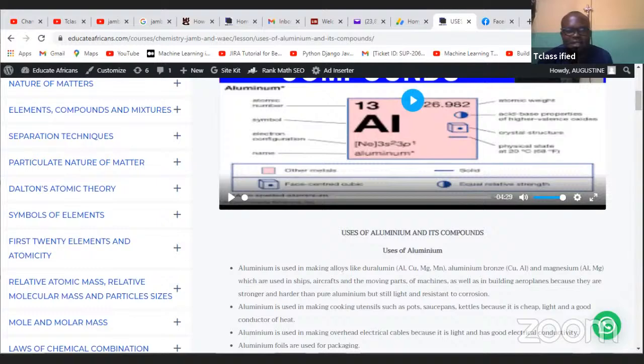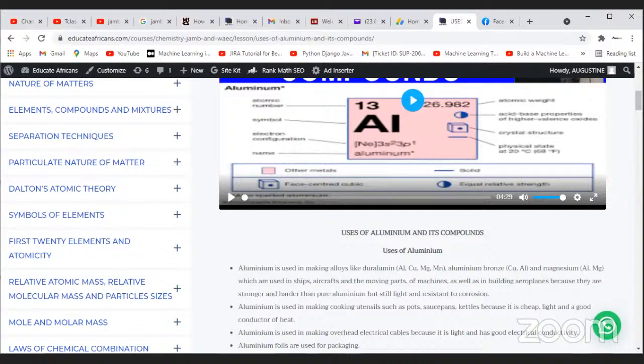Aluminium is used in making alloys like duralumin that has a combination of the following metal elements: aluminium, copper, magnesium, and manganese. That's an alloy. An alloy is just a combination of metals. Combining their best qualities will give you what you want. Aluminium bronzes, consisting of copper and aluminium, are used for ships, spacecraft, and moving parts of machines, as well as in building aeroplanes, because they are stronger and harder than pure aluminium, but still light and resistant to corrosion.